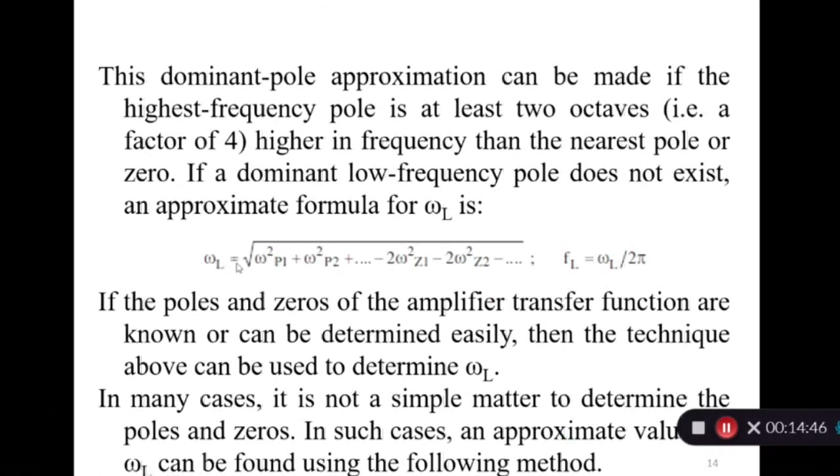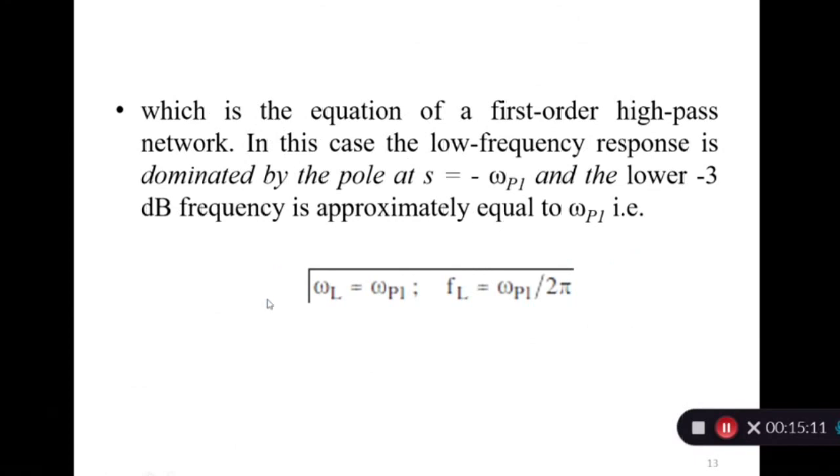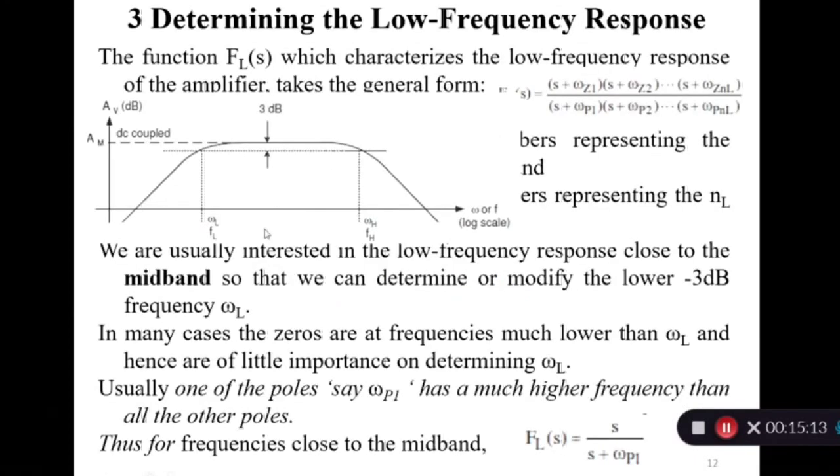So omega L is equal to omega square p1 plus omega square p2, omega square p3 and so on, minus, be careful, it is 2, minus 2 omega 1 square for 0, minus 2 omega square 2 for 0, minus and so on. So by using these two formulas, we can get the omega L. We can get it using this one or using this one. Where is the omega L? It's this one.